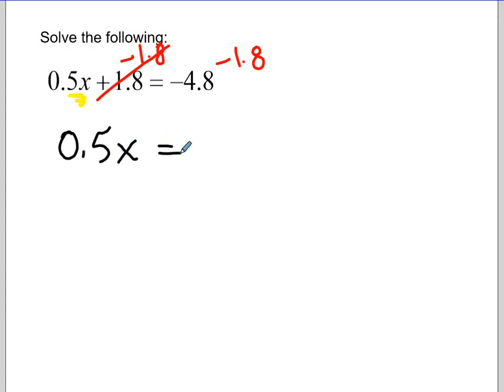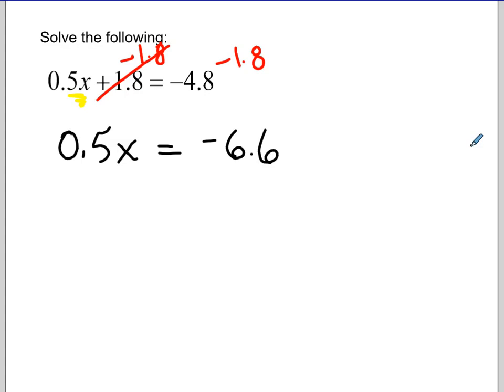0.5x equals, oh boy, better think this one through for a minute. So negative 4.8 subtracting 1.8 from it, and that's going to be negative 6.4. Oops, not 6.4, silly me. Where's my eraser? That is 6.6. Better get that right. Oh, it must be late at night here. Can't think about silly things like this. 6.6. Okay.